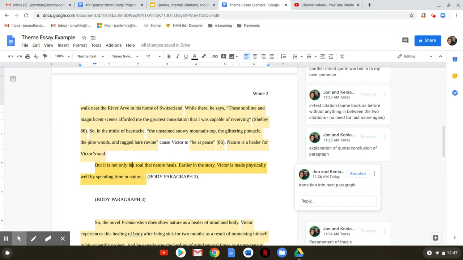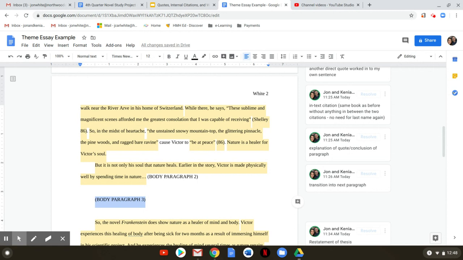And I would find my quotations to support that idea, and I would introduce the quotation, which I've kind of started here. Victor is made physically well by spending time in nature. I would introduce a quote, I would use the quote, I would put a citation after the quote, and then I would explain the quote to again prove my thesis is true, that nature is a healer. Notice, everything points back to that thesis statement. And then I would have another body paragraph with some more examples, and I could have more.